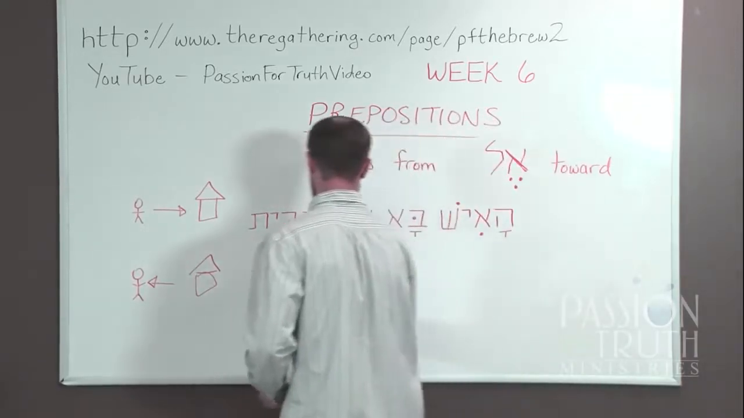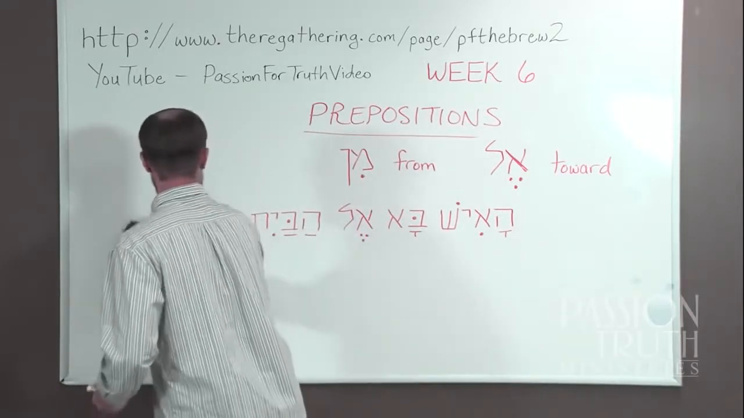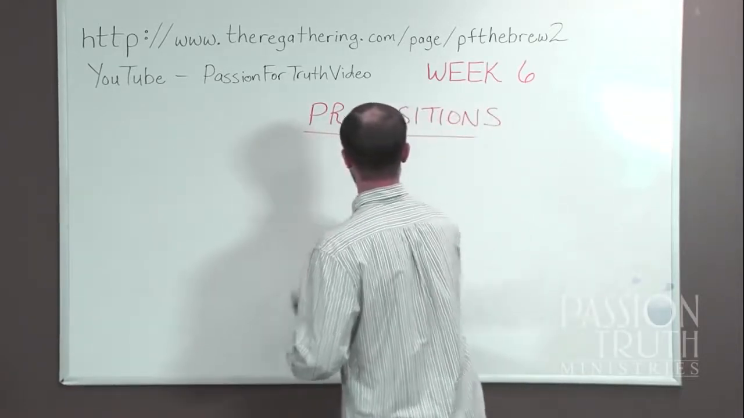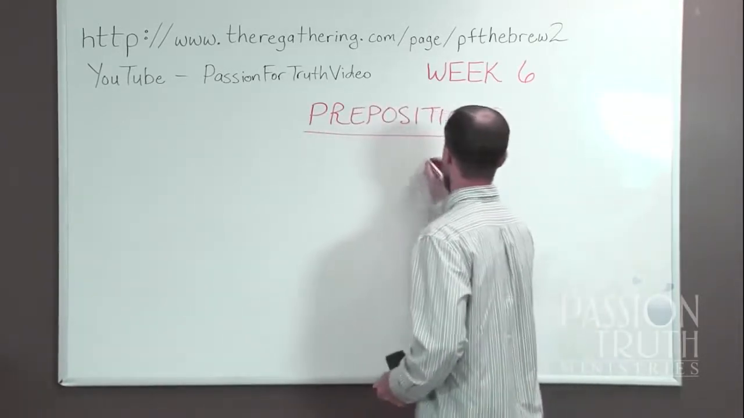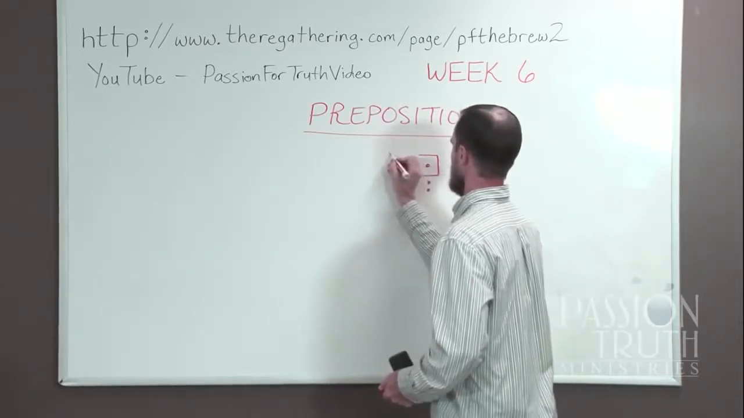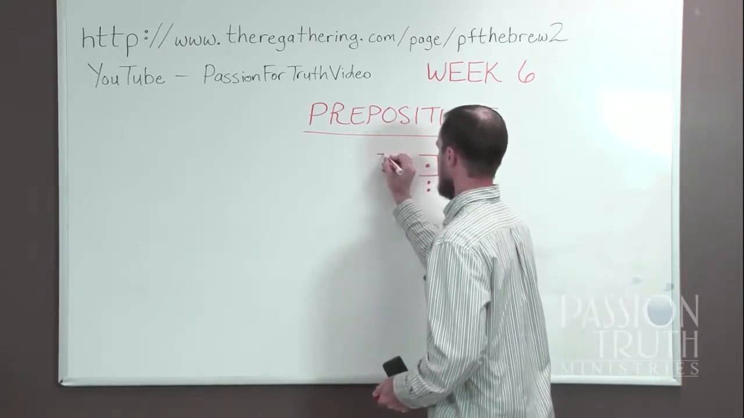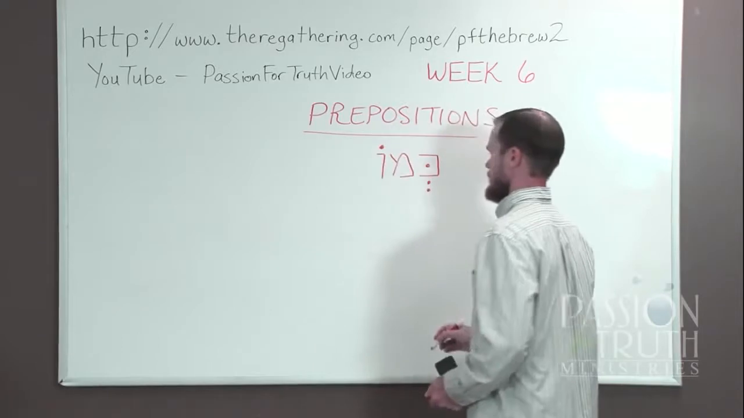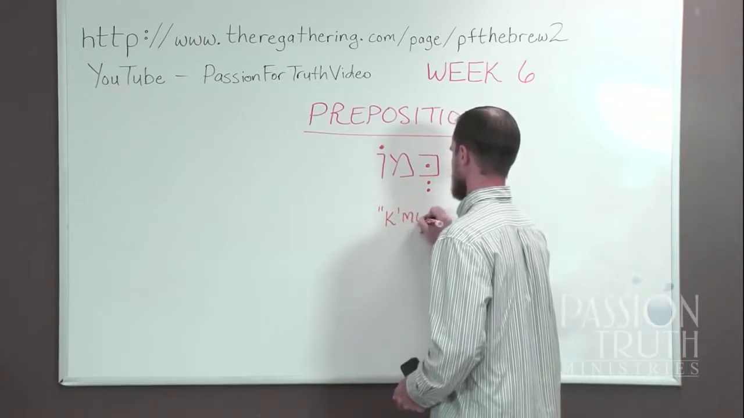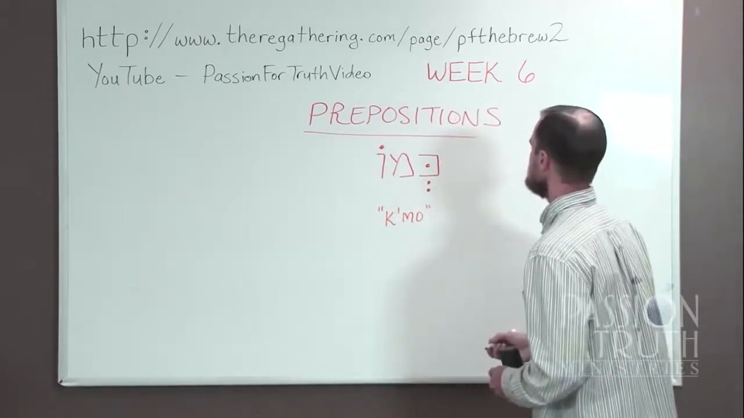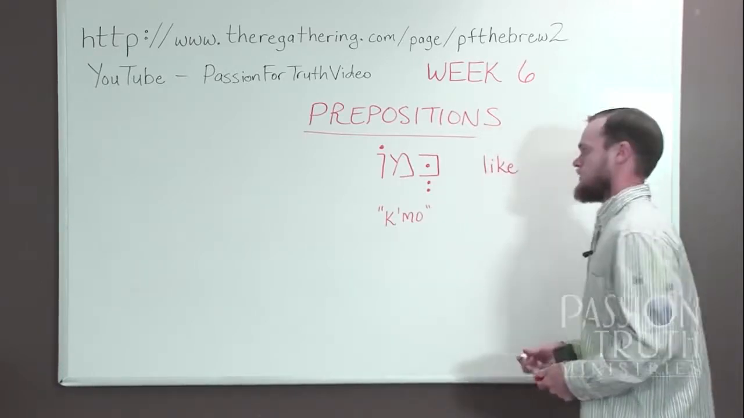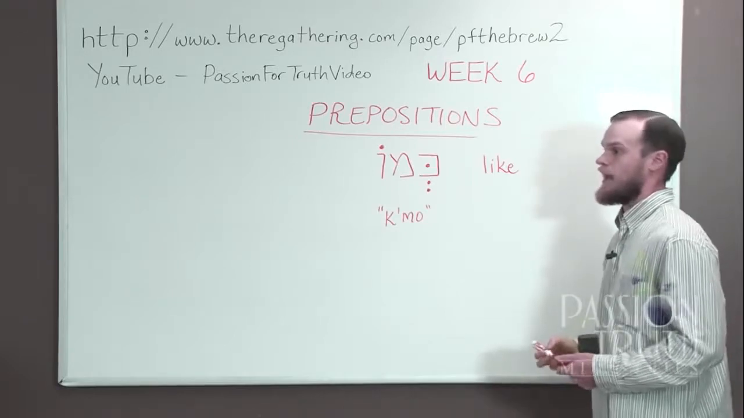All right. And our final preposition for today is spelled kaf with a shva, mem, vav with a cholam. So this is pronounced kemo. Kemo. And kemo means like. Kemo means like in the sense of similar to or as.